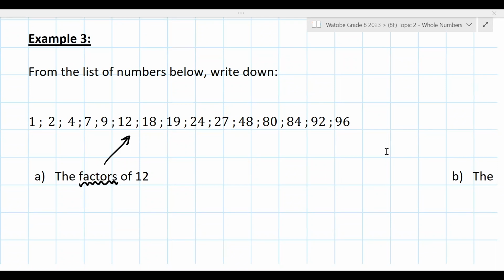Yes, ma'am. Thank you. It's 1, 2, 4, and 12. Excellent. Well done. Okay, so really importantly here, guys, we know that these aren't all of the factors of 12.